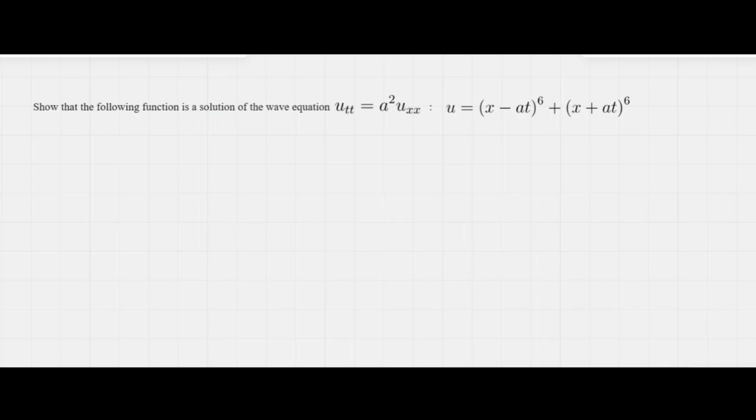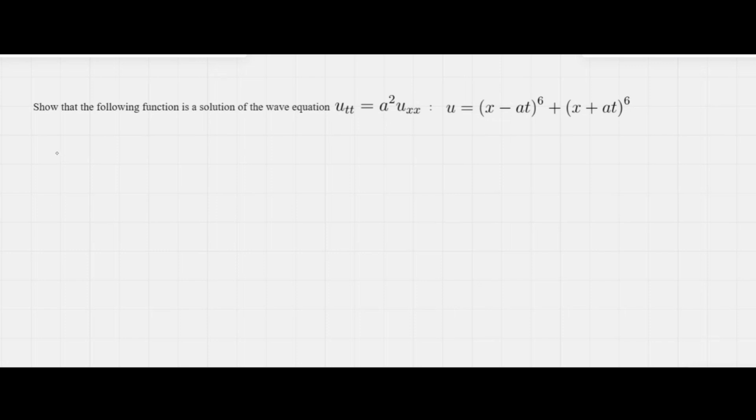And so what that means for you as a student is that you're going to be asked to verify whether a given function, in this case we have u, is actually a solution of a specific kind of partial differential equation. You'll be given that kind of partial differential equation, and you'll be asked to see whether it's a solution of that. So for this problem, we need to first find what u sub tt is and u sub xx is, and then we'll verify the solution.